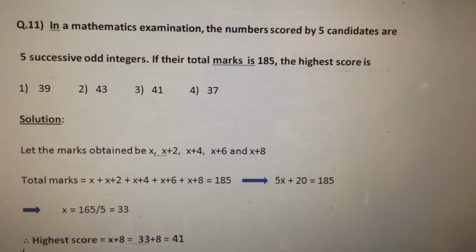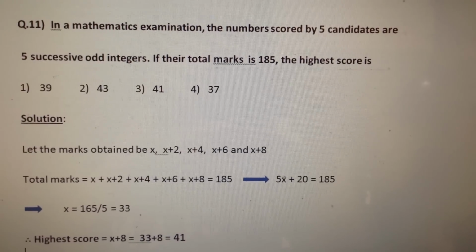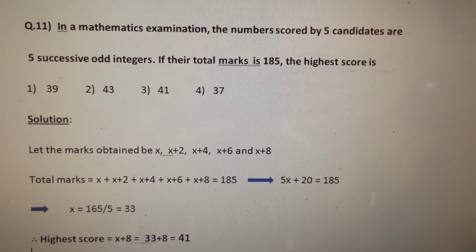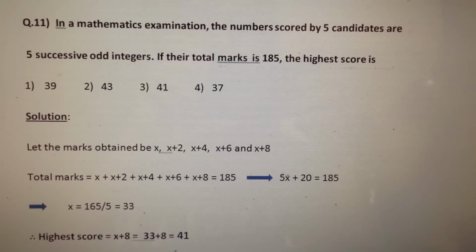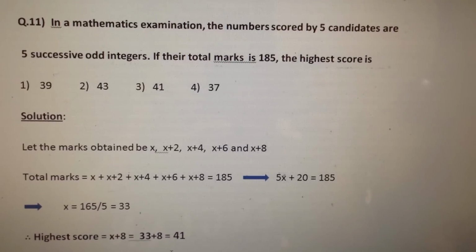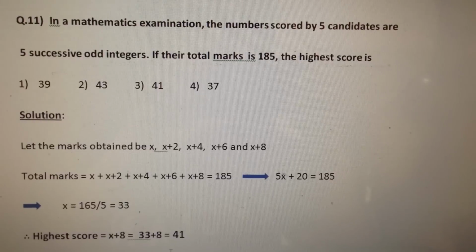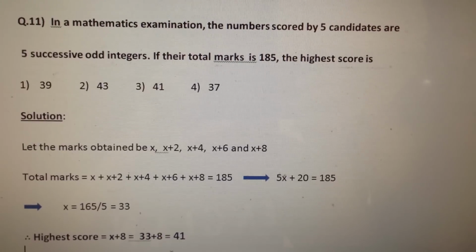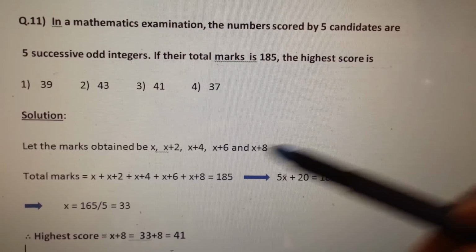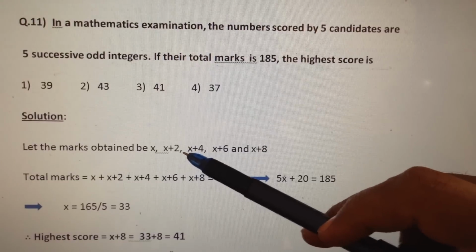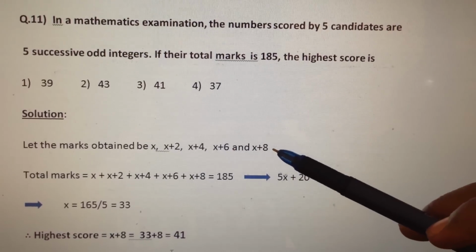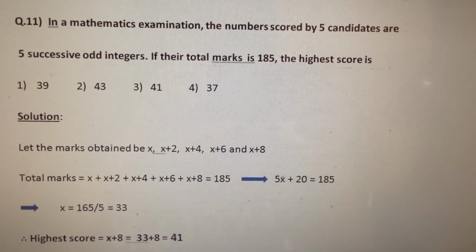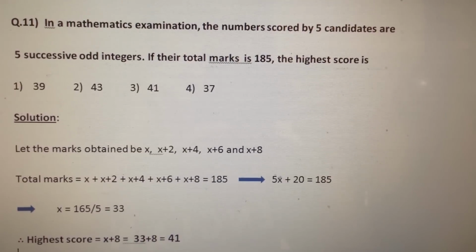Next question. In a mathematics examination, the numbers scored by 5 candidates are 5 successive odd integers. If their total marks is 185, what is the highest score? Now let us assume that the marks obtained are x, x plus 2, x plus 4, x plus 6 and x plus 8, as it is given that the marks are 5 successive odd integers.